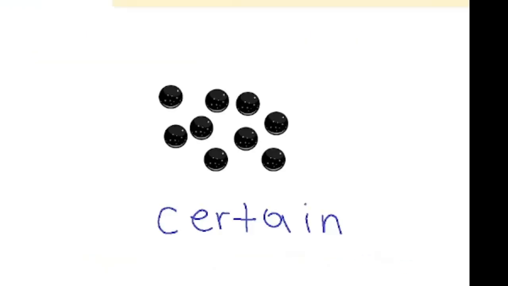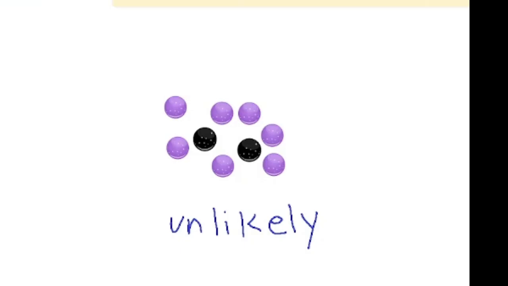So this is how certain would look like. Because all the marbles are black, we are certain that we will pick one. This is how unlikely would look. Because there are so many purple ones and only 2 black ones, it is unlikely that we would pick black.